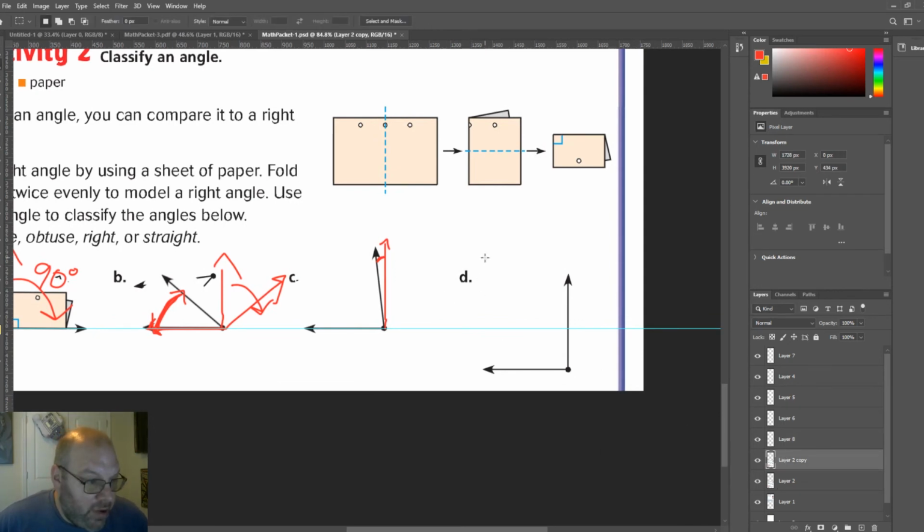D, you can probably tell. But let me just move the whole thing. There we go. There. That looks pretty good. Let me draw a straight line up it. Whoops. Yeah, that is a right angle. So D is right. So let's go over that again.